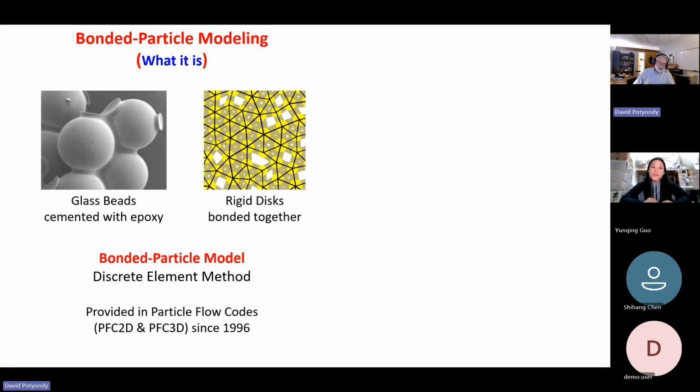So this was Peter Cundall's idea, again in the early 90s. If we glue these things together, we're going to call this a bonded particle model. And PFC exists because about 1979, Peter Cundall was an adjunct professor at University of Minnesota, and he developed the distinct element method, and he had a research code in which he implemented it and wrote journal papers about it.